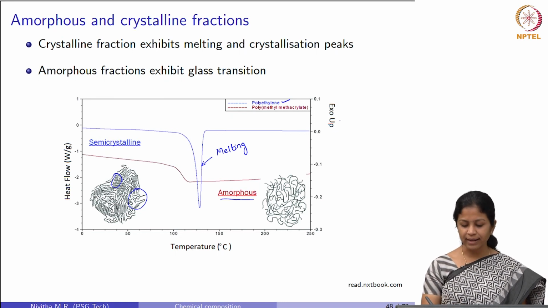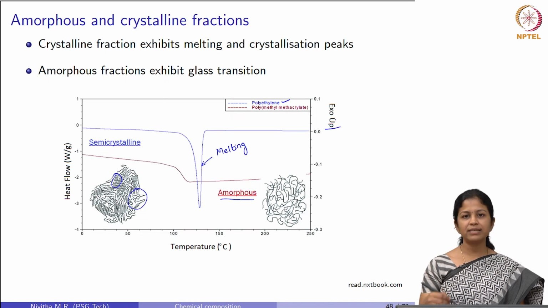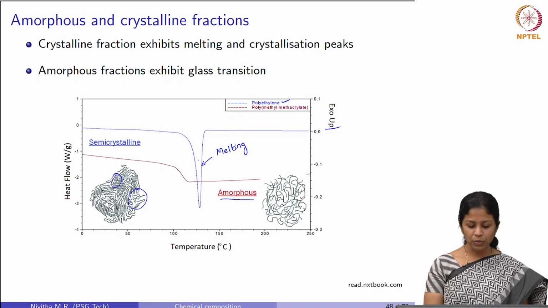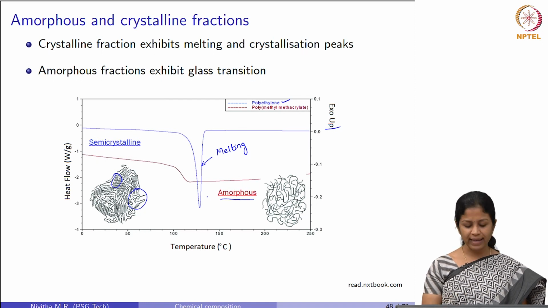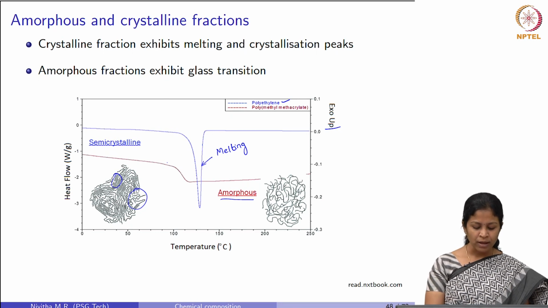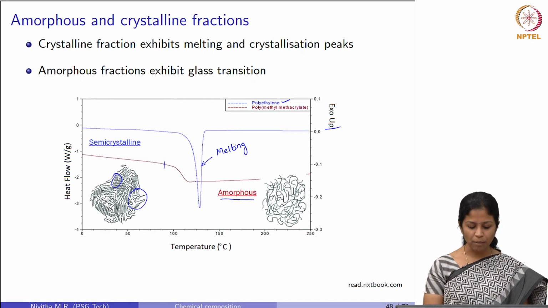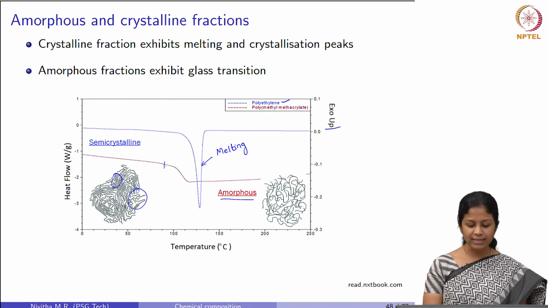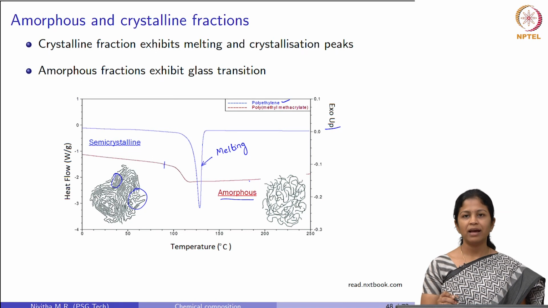We see here that it is exo up. When heat is given out, it is called an exothermic reaction, and this is exo up and endothermic is down. We see a sharp peak in the case of a semi-crystalline material, whereas in the case of an amorphous material, there are no thermal events up to 90 degrees Celsius, and as temperature increases, we see a gradual drop. So, the transition in a crystalline material is very sharp, whereas the transition in an amorphous material is gradual.